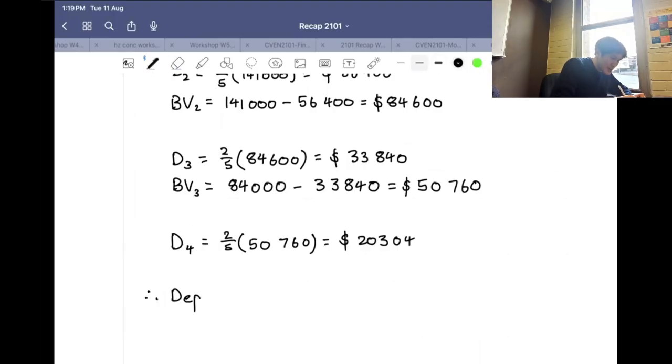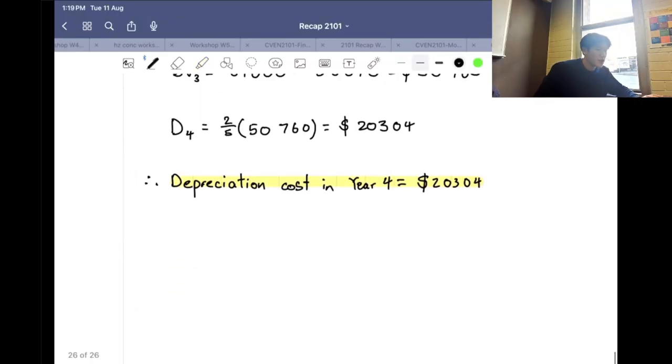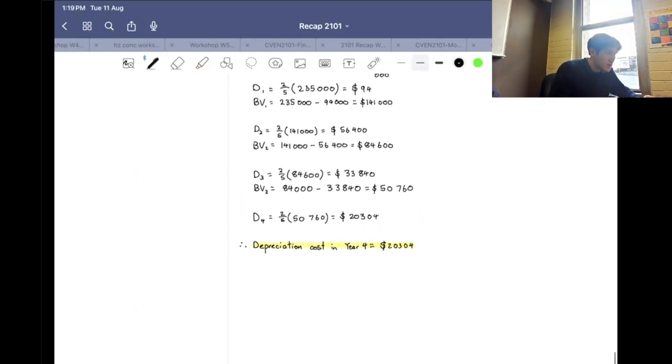So the depreciation cost in year four should be equal to 20,304. Let me just highlight that so you don't miss it. Yeah, that is your depreciation cost in year four. So that is one part of the operational costs.